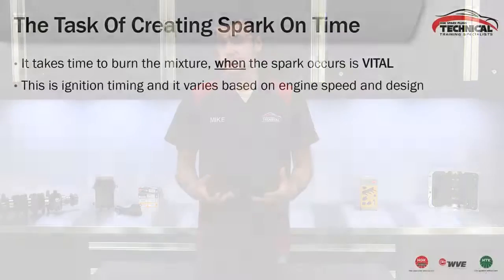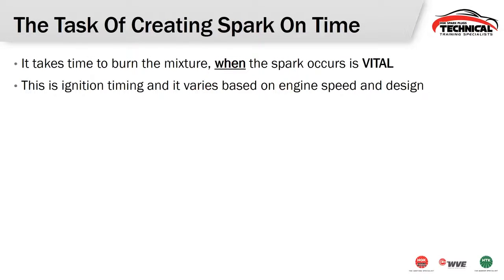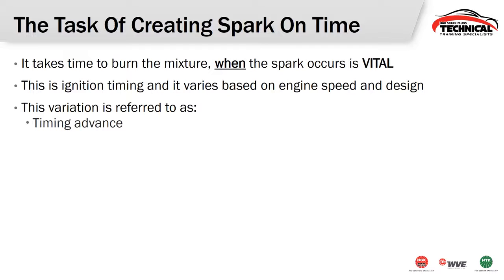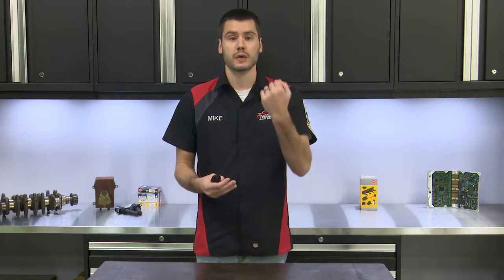So this ignition timing varies based on engine speed, engine design, and ignition system controller operation. This variation is referred to as timing advance or timing retard, which basically means we're taking the timing of when that spark happens and we're either advancing it sooner or we're retarding it back to when that piston is traveling on the compression stroke.